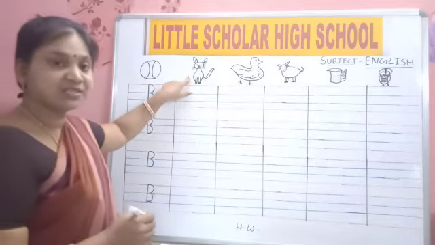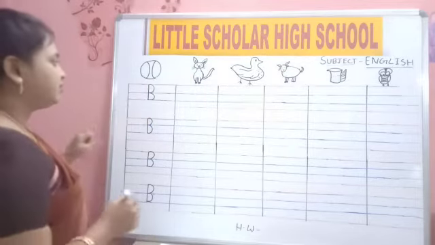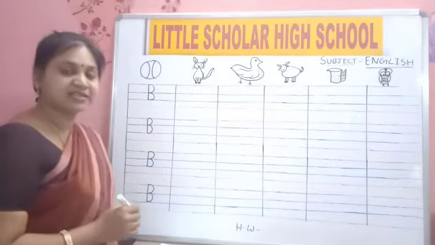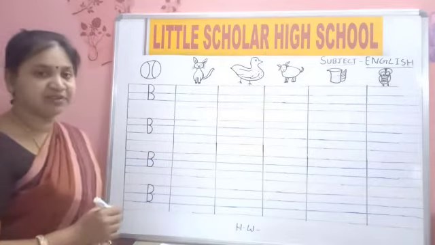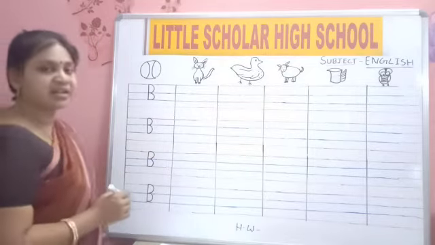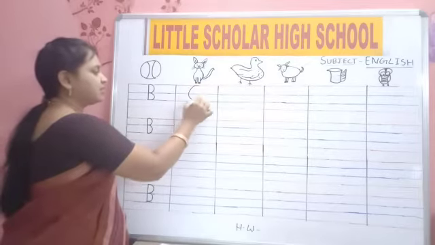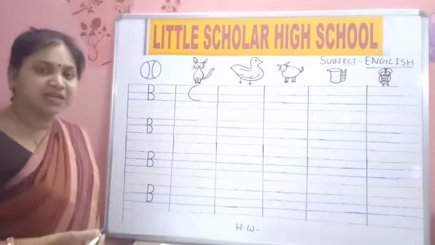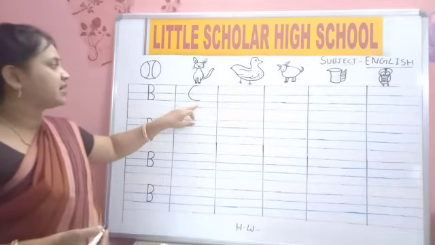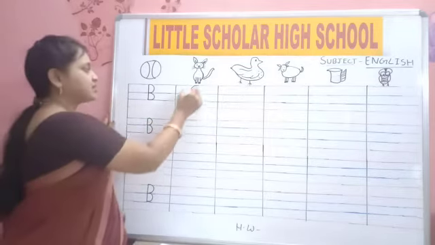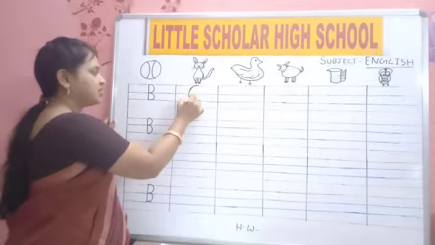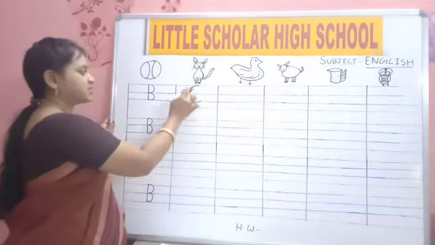Now, what is this? Cat. Which picture is this? Cat. Yes. We will write the letter C now. C for cat, C for carrot. How to write C? Very simple. One big curve. Start from the red line and touch the blue line. What is this? Capital C.